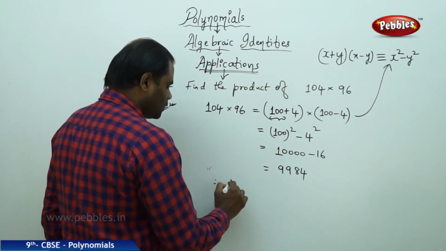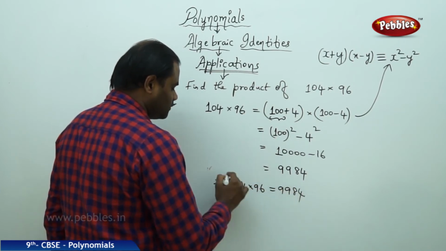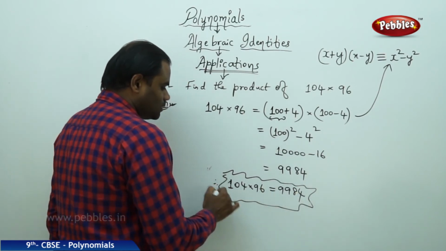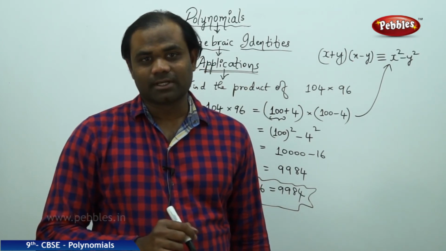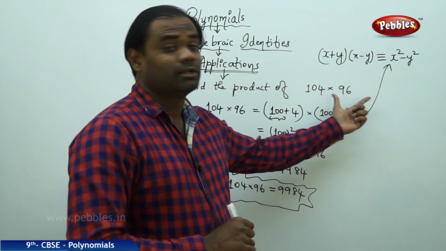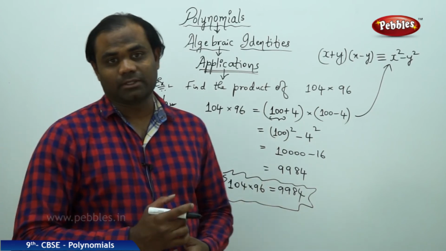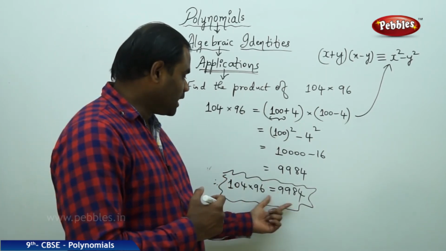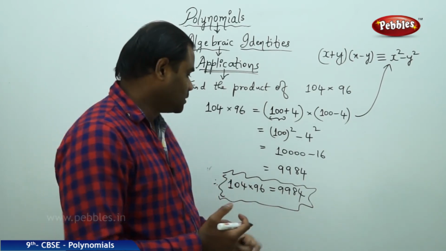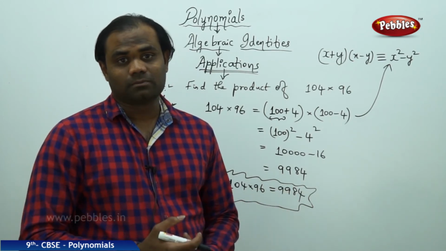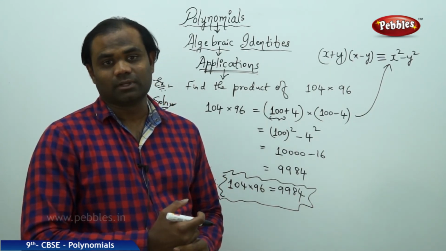Therefore, 104 times 96 is 9984. This is very interesting because without using the general multiplication process, I can find the product of two big numbers using algebraic identities. This being one of the example cases. Now let's see if this value, as obtained through the algebraic identity, is verified to be true. Let's do the verification process by using the general multiplication of two numbers.